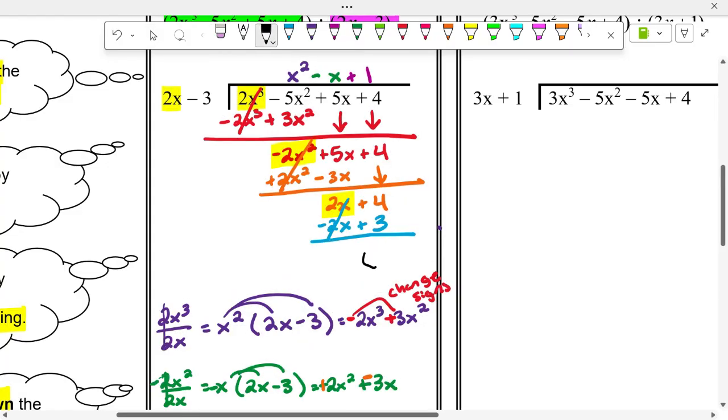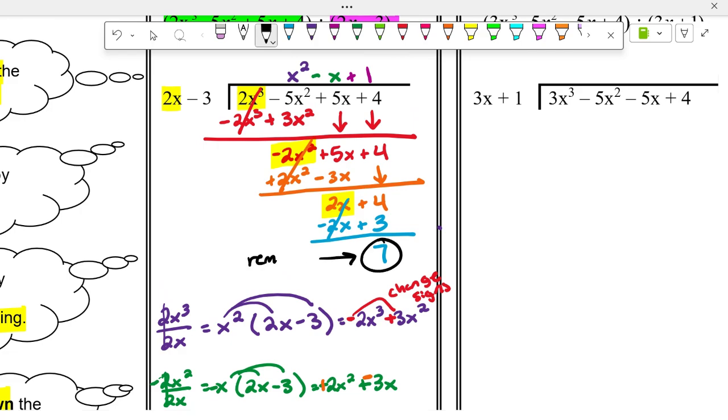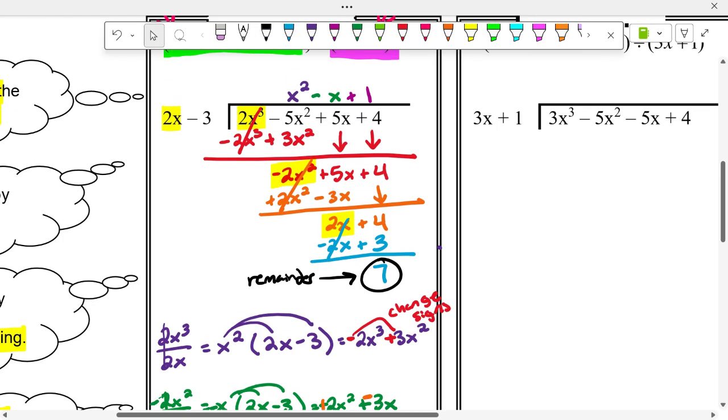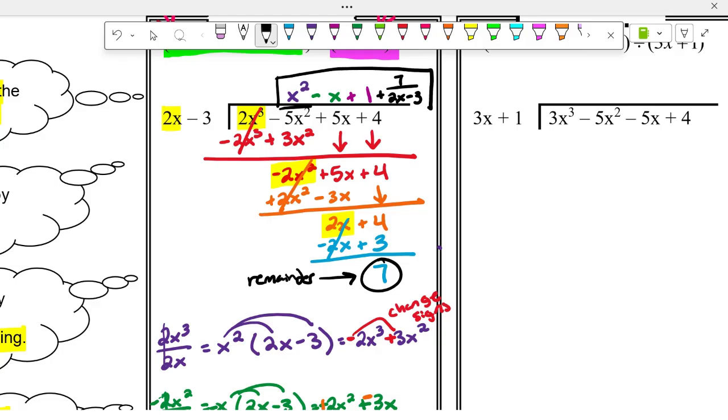So this 7 right here is your remainder. Now, the way we write the remainder in our answer is just like how we did it with the numerical one. We're going to write it as a fraction. So we're going to take that number and put it over our divisor. So this would be plus 7 over 2x minus 3. And this right here is our answer.